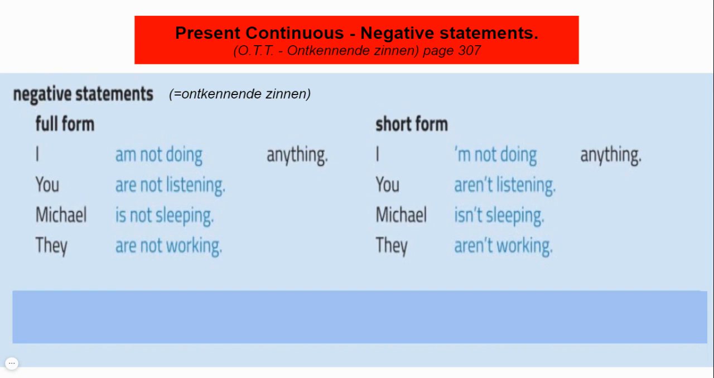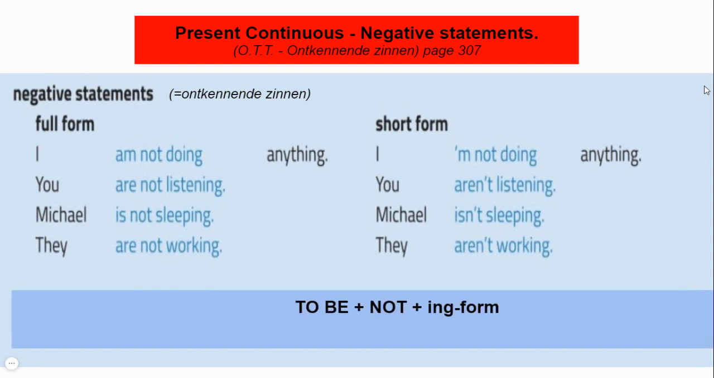Short form, I'm not doing anything. You aren't listening. Michael isn't sleeping. They aren't working. How do we form negative statements in a present continuous? So which word do we add? Correct. We need a form of to be plus the word not plus an ing form.